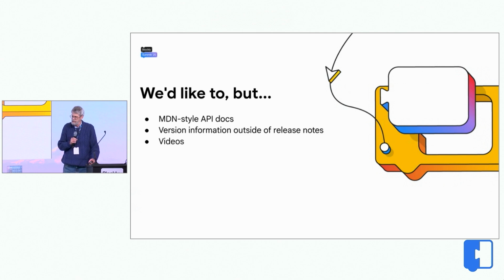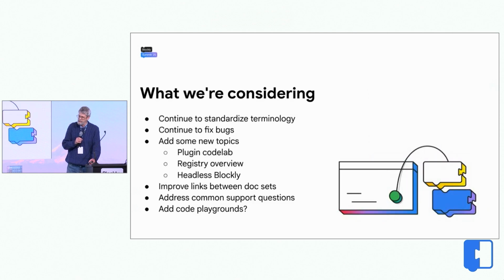On the survey, some people had wanted videos. Videos are really nice, but the problem is they're very expensive to produce. And when anything changes, if it's even slightly related to the whole video, you have to throw it away. So we're not going to be doing that. But what we are looking at doing is we'll continue to standardize some terminology, continue to fix bugs, looking at some new topics. A plugin code lab seems like a good bet.